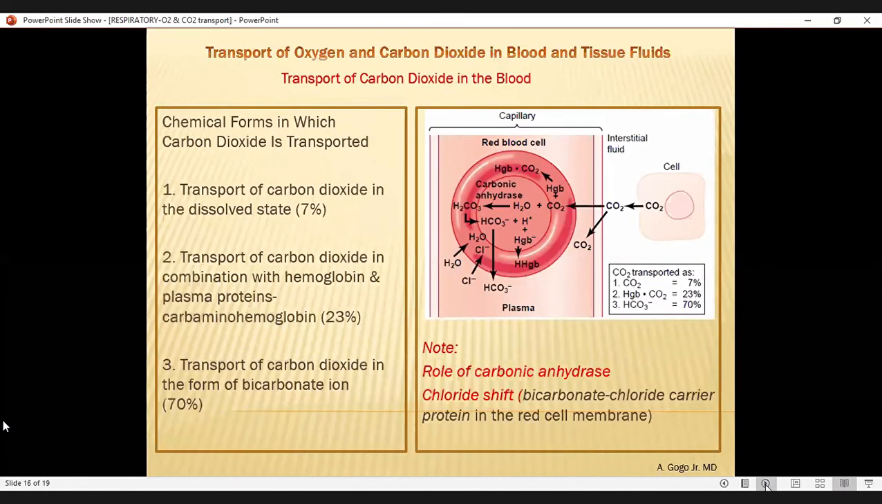We'll go to the transport of carbon dioxide in the blood. So transport from the tissues, from the cell, right? It will go to the interstitial space, and then it will go to the capillary. Once it finds its way inside the capillary, some 7% will dissolve in the plasma. So this is your cell, and this is your CO2. 7% of that will dissolve.